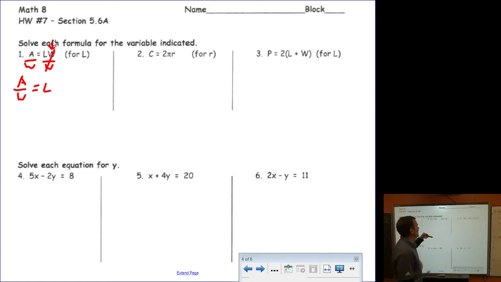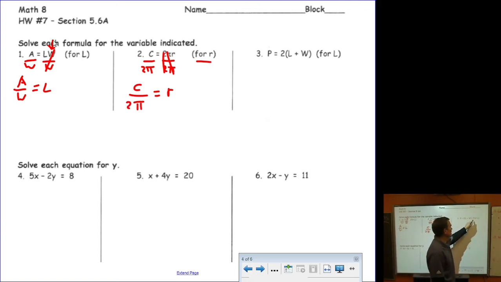In the second one, I need to solve for R. So that means I need to get the R by itself. Well, very much like number 1, the R has been multiplied by something. It's been multiplied by 2 pi. So I do the opposite of multiplying by 2 pi. I divide both sides by 2 pi. That cancels out the 2 and the pi, and my result is R equals C over 2 pi.